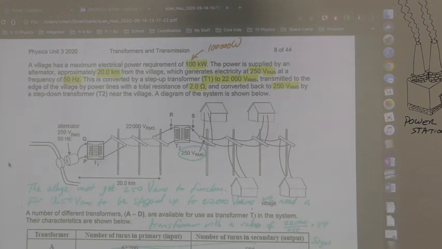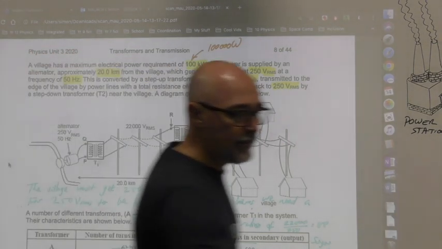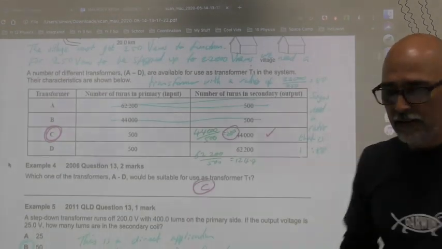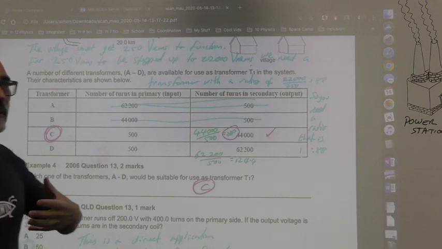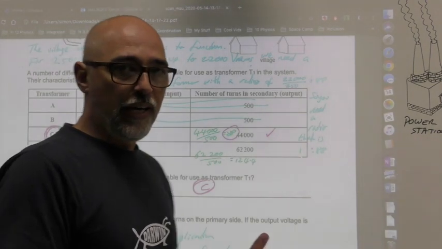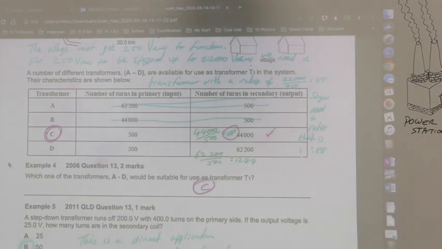For 250 volts to be stepped up to 22,000 volts, we need a transformer with a ratio of 22,000, as you can see here, 22,000 divided by 250. It tells you what the factor is when you do that. So with a transformer of a ratio of 22,000 over 250, you need a ratio that is 1 to 88. Okay, 1 to 88.